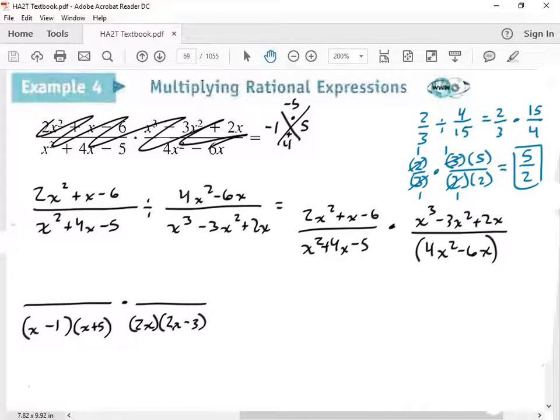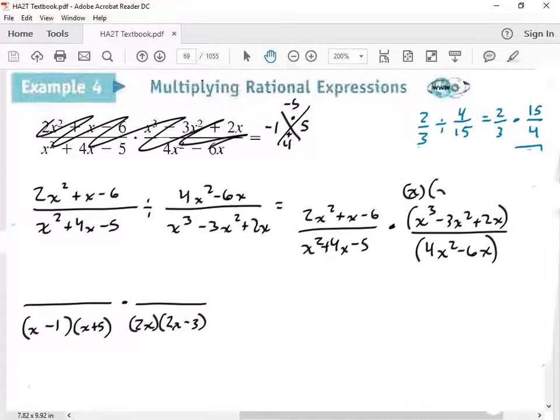Alright, now the top comes along. The top, I noticed something right away. I can divide each of these terms by x. So the first thing I'm going to do is take an x out. Now I'm going to need a little bit more space here, so I'm going to color over this guy right here with white. And then I'm going to take an x out and write what I get. I get x squared minus 3x plus 2. Yay!